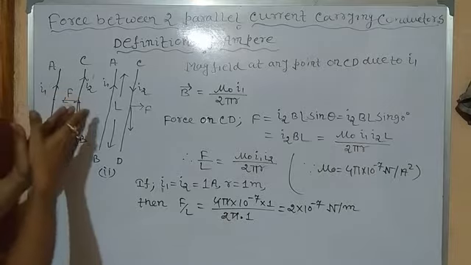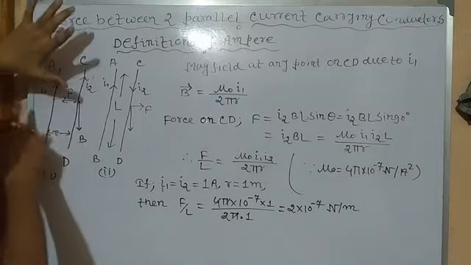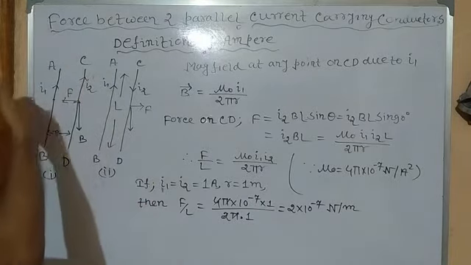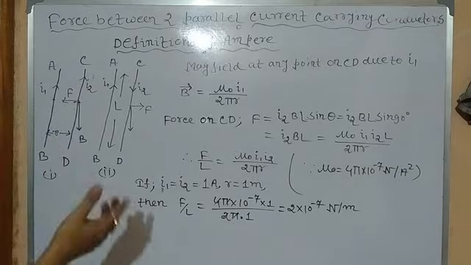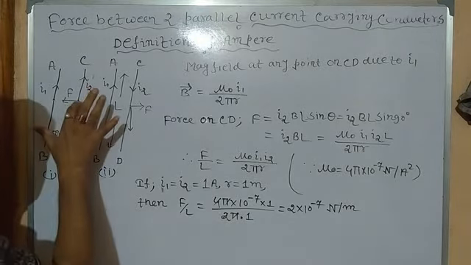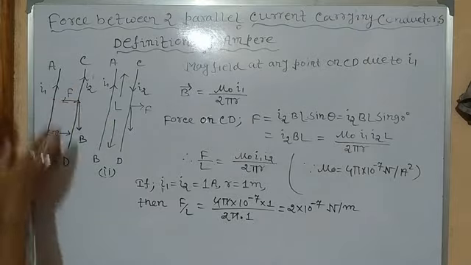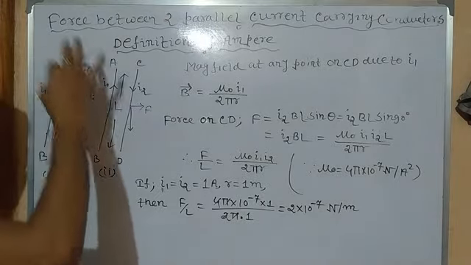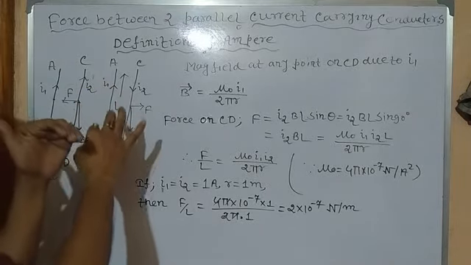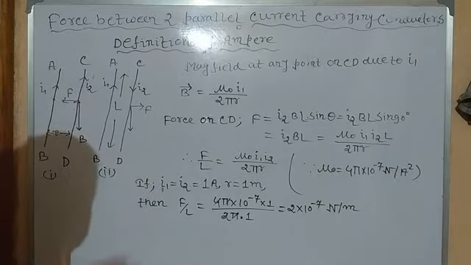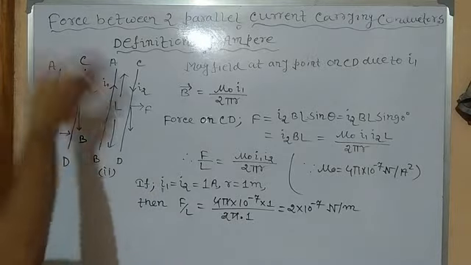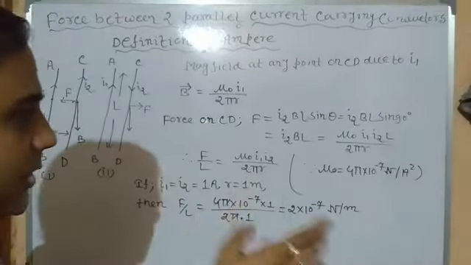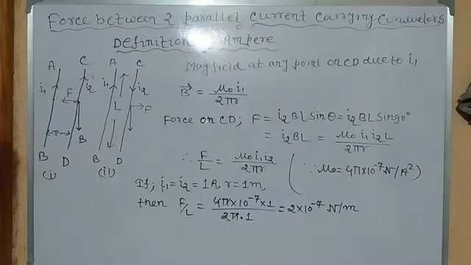Because of the magnetic field created in CD due to I1, it will experience a force. Conversely, due to I2 a magnetic field will also be created in AB and it will also experience a force. Since it experiences a force, according to Newton's third law it will also experience an equal and opposite force. So if we calculate just one force, according to Newton's third law there will be an equal and opposite reaction force. Both conductors produce a magnetic field on each other, and because of this they experience a force.